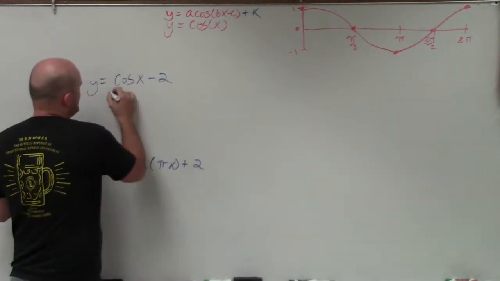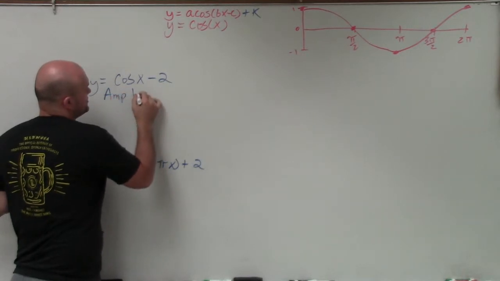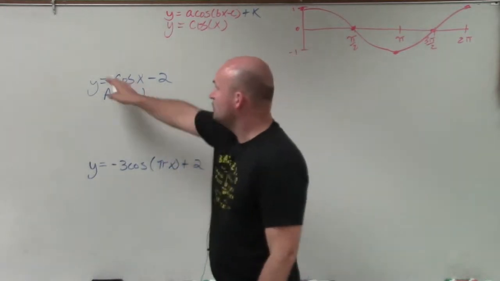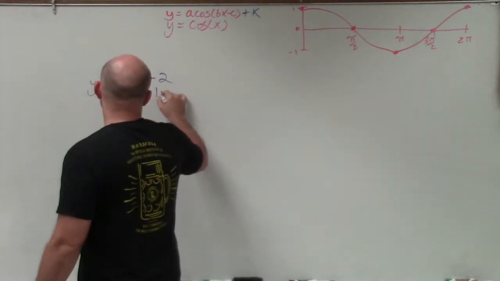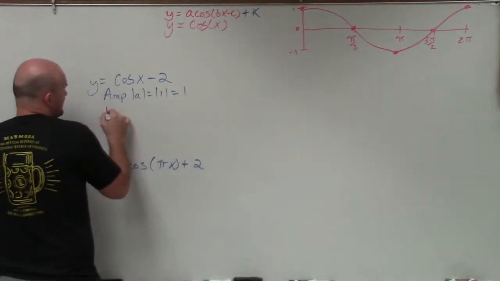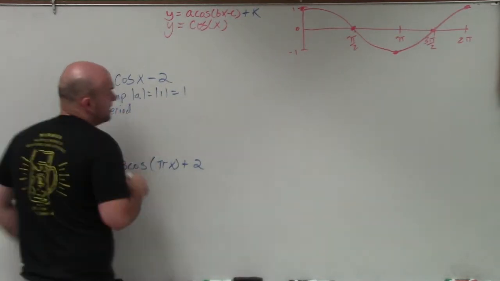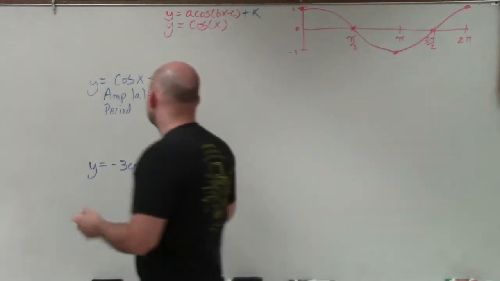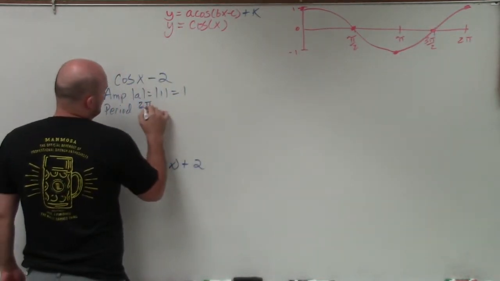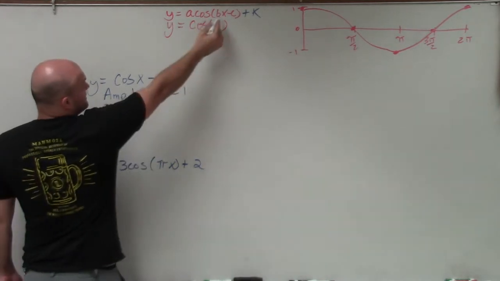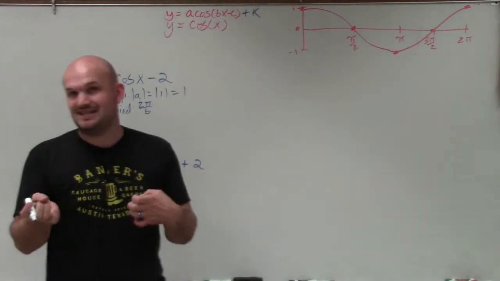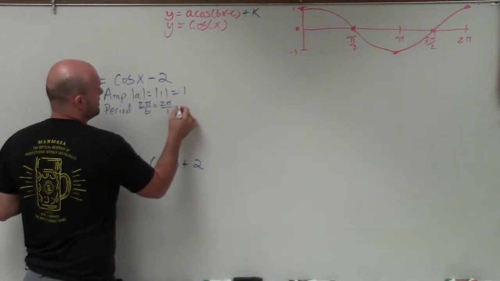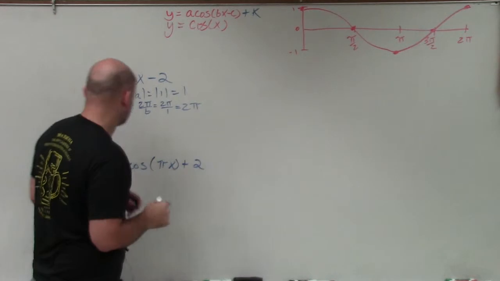The important information, first and foremost, is the amplitude, which is the absolute value of a, where a is the value multiplied by your function. In this case, we have 1, so the absolute value of 1 is just 1. The next thing is to identify the period. How long does it take for the graph to complete one cycle? For the period, we simply take 2 pi divided by b, where b is the value multiplied by your variable inside the function. Here b is 1, so we have 2 pi divided by 1, which equals 2 pi.